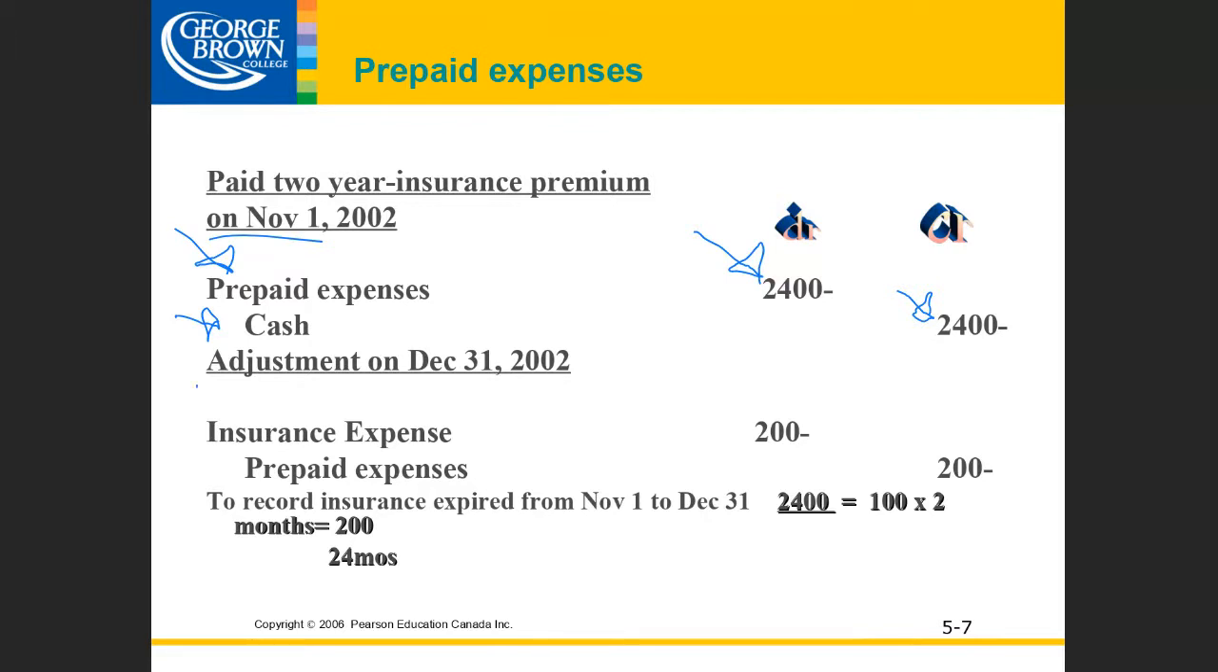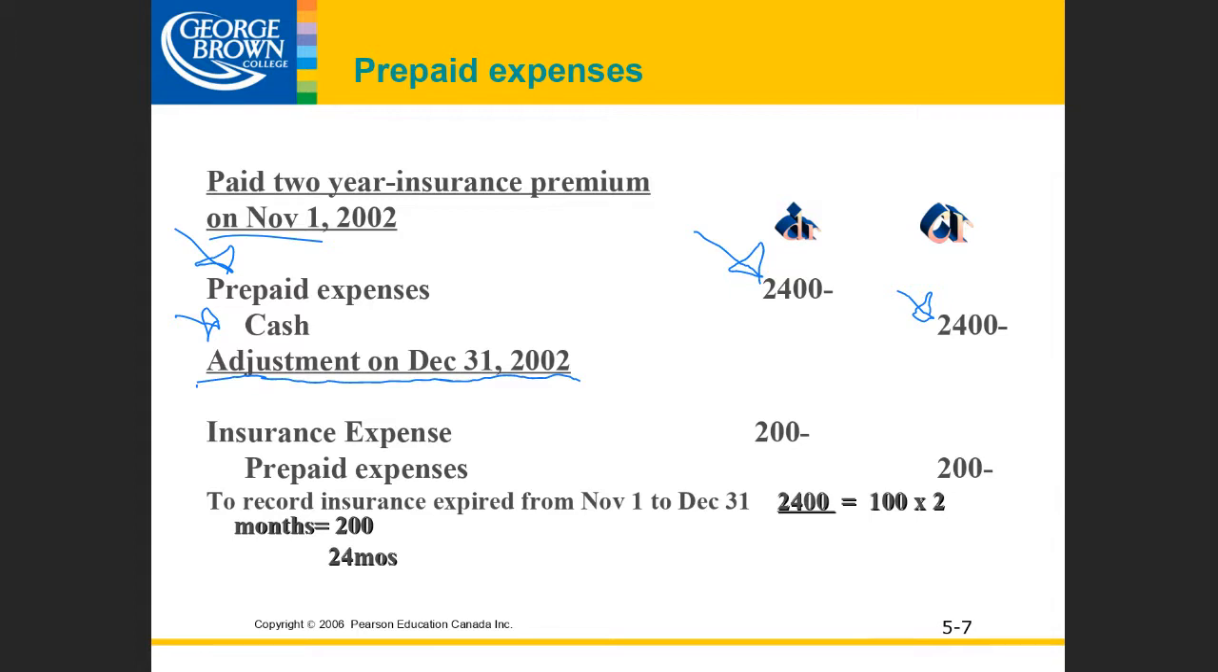The adjusting entry here is on December 31st. How many months have gone by since we purchased our 2 years worth of insurance? Yeah, Paul. Absolutely. 2 months. So we have to find the value of 2 months worth of insurance, so we can show the expense and reflect the unexpired portion of the prepaid expense.